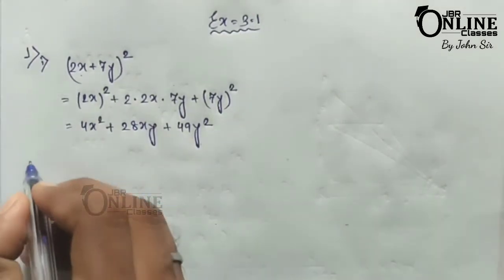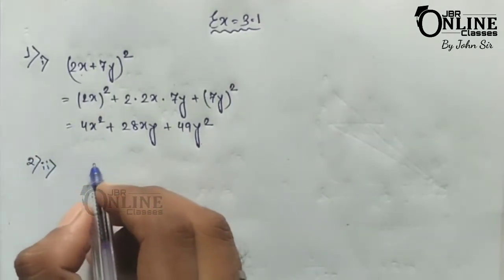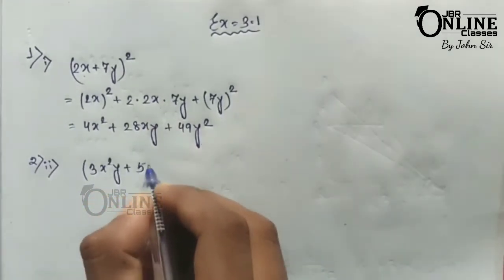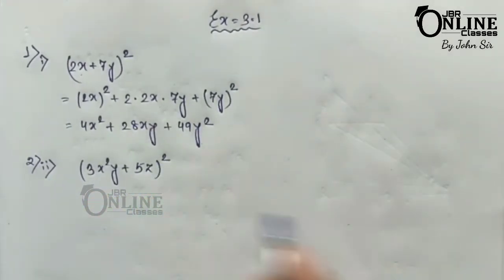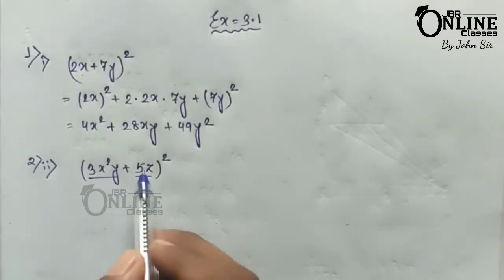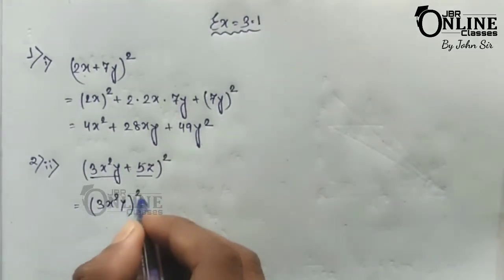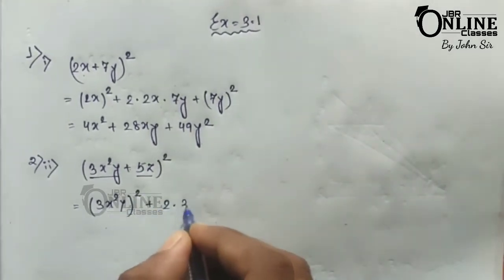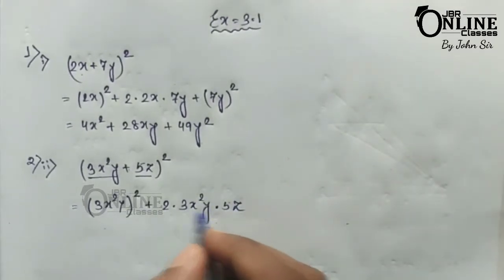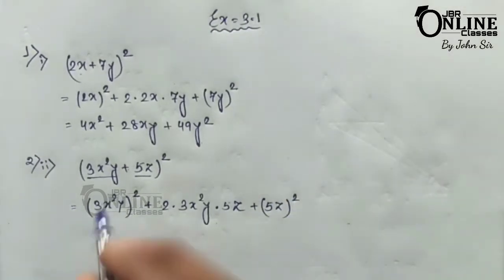Now the next one, in sum number 2, 2. Here (3x square y + 5z) whole square. So that means this one equals a and this one equals b. So the (a + b) whole square formula. First write down (3x square y) whole square, that means a square, then 2 into a into b, and the last one is (5z) whole square, that means b square.